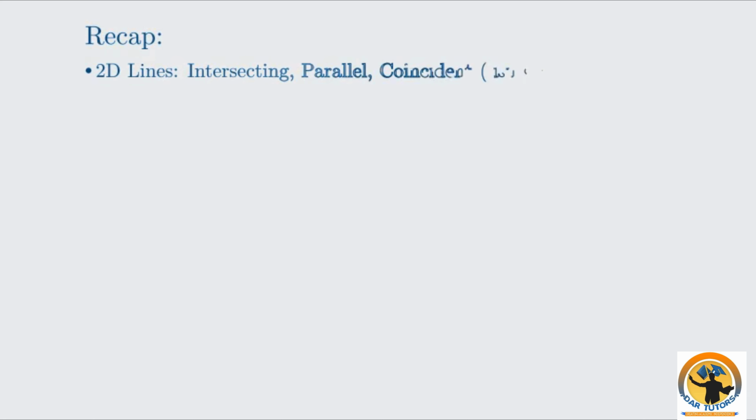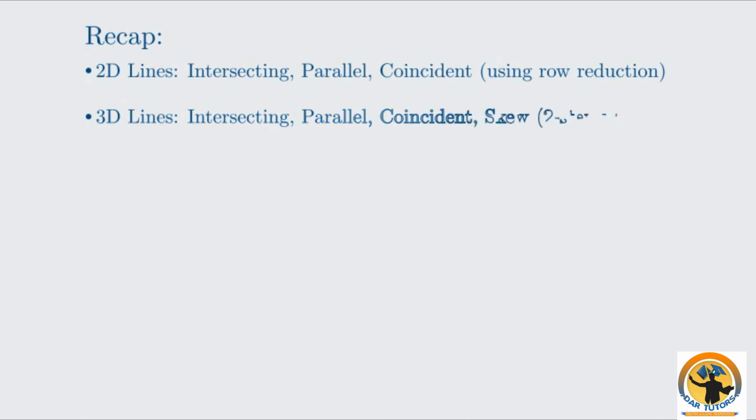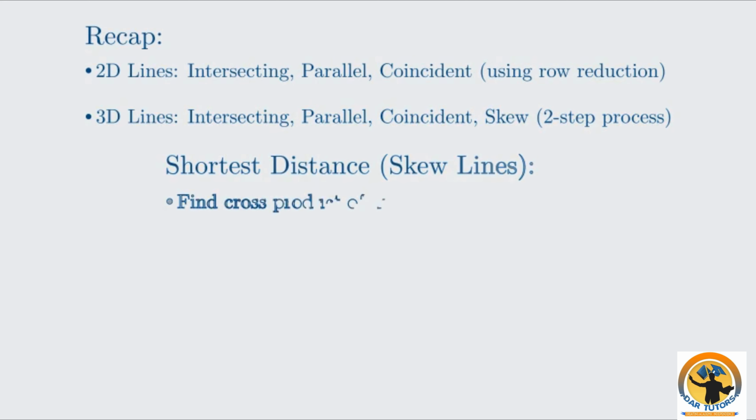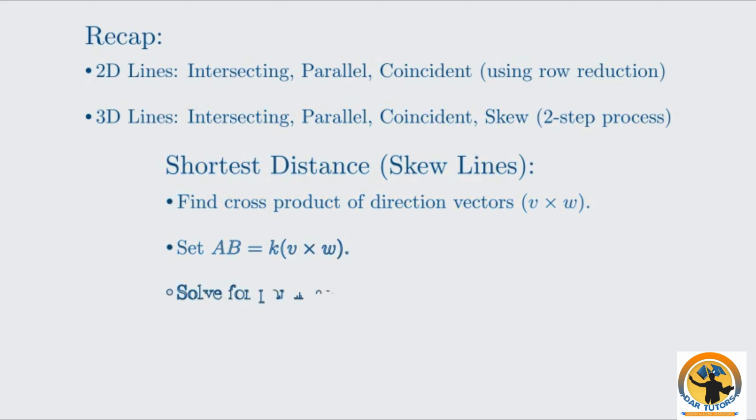Let's recap what we've covered. We started by classifying lines in 2D as intersecting, parallel, or coincident, using row reduction. We then extended this to 3D, introducing the concept of skew lines. We learned a two-step process to classify 3D lines. First check for parallelism, then check for intersection. Finally, we developed a method to find the shortest distance between two skew lines. This involved finding a vector perpendicular to both lines using the cross product, and then solving a system of equations to find the specific points that define the shortest distance. These are fundamental concepts for vector applications in IB mathematics.